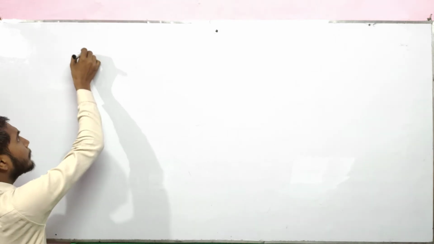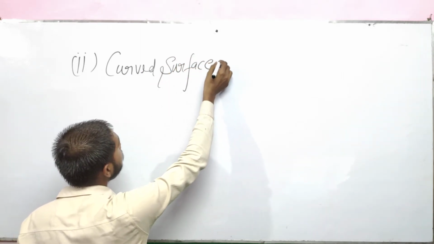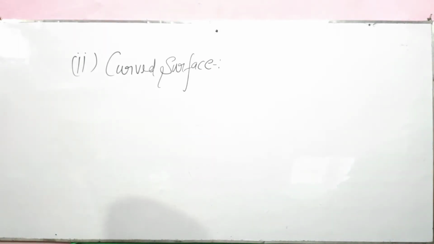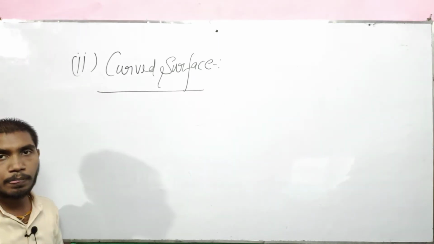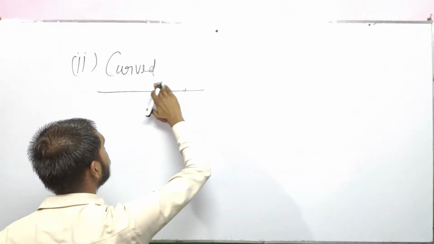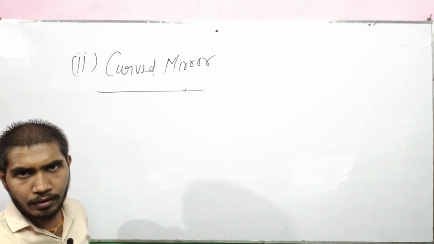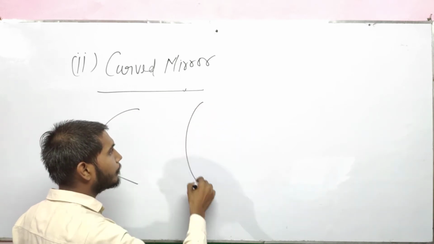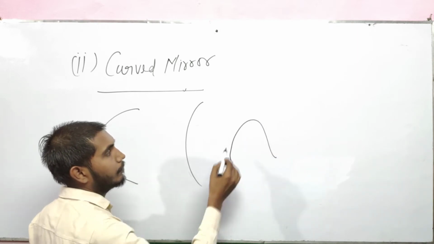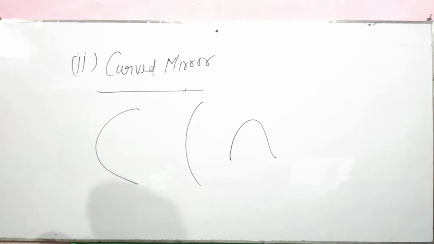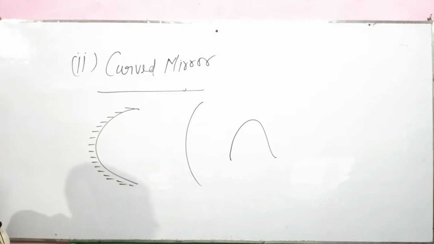Second, curved mirror. What is a curved surface? Try to understand. Actually, curved mirror, not curved surface. A highly polished curved surface. A curved surface may be of this type, maybe this type, maybe this type. These are all curved surfaces. A highly polished curved surface is called a curved mirror.